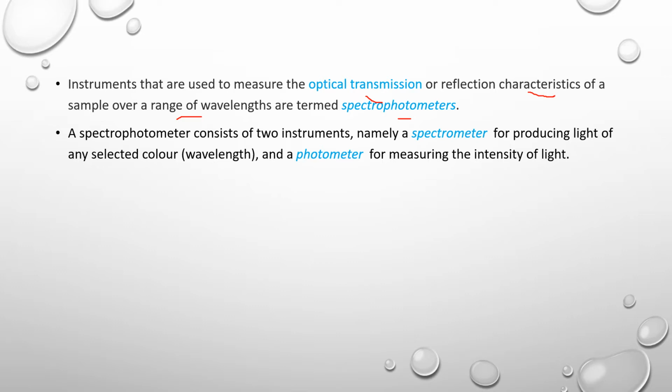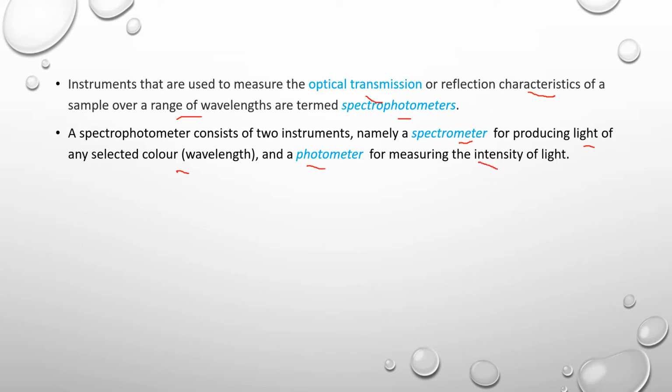A spectrophotometer consists of two instruments. First one is spectrometer and second one is photometer. Spectrometer is for producing light of any selected color or wavelength. The light source, prism, grating produces different kinds or different wavelengths of light that come under spectrometer. And photometer is for measuring the intensity of the light.